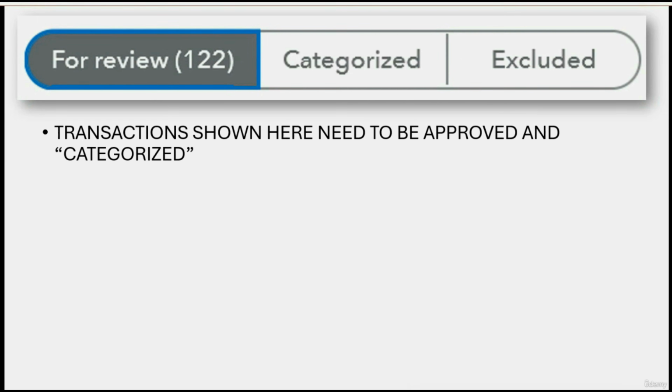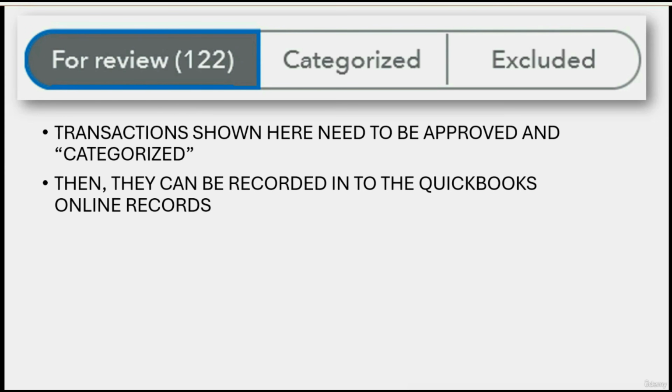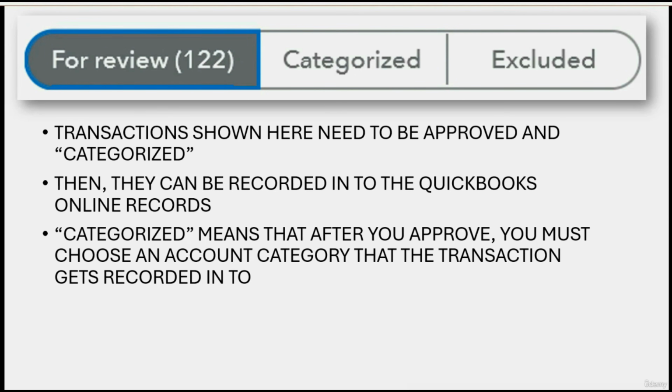You see, any transaction listed under the section of For Review needs to be approved and then categorized before it can be recorded into your QuickBooks Online records. Once they're approved, then they can be recorded. Now, categorized means that after you approve and you agree the transaction is legitimate, you must choose an account category that the transaction gets recorded into.